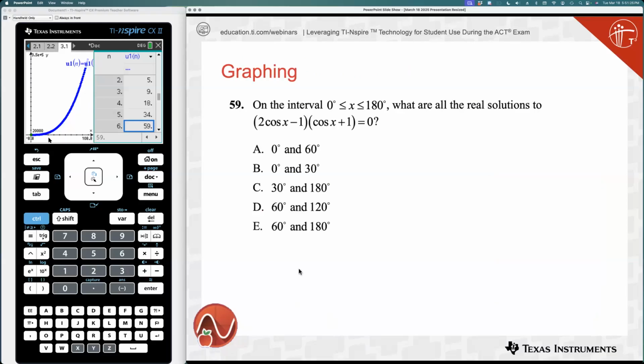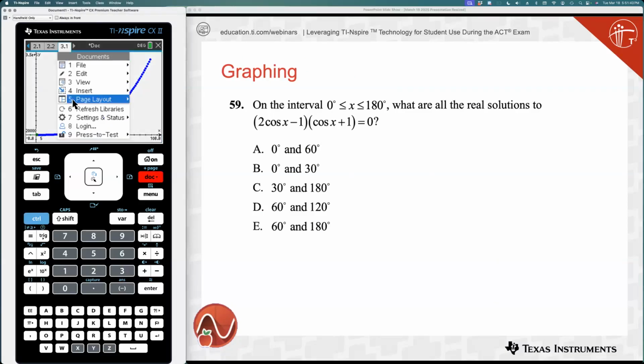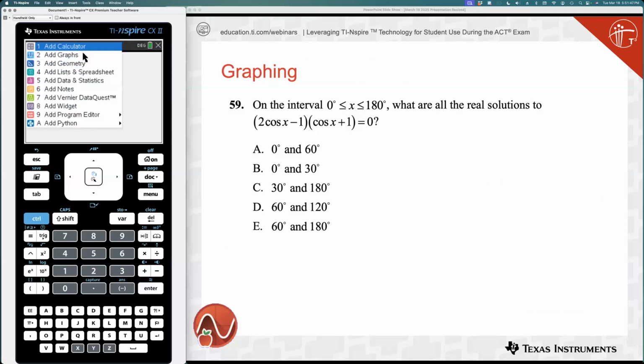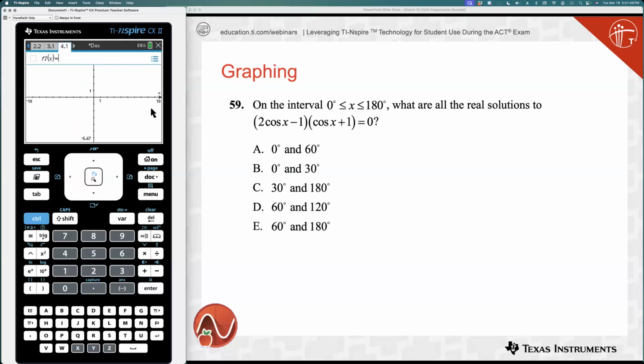Yes. All right, this next question is also from the enhanced ACT, question 59, so that's great. On the interval from 0 degrees to 180 degrees, what are the real solutions to this mess right here? And so I am going to insert a new problem, and I'm going to go to a graph, and I'm just going to type this in.